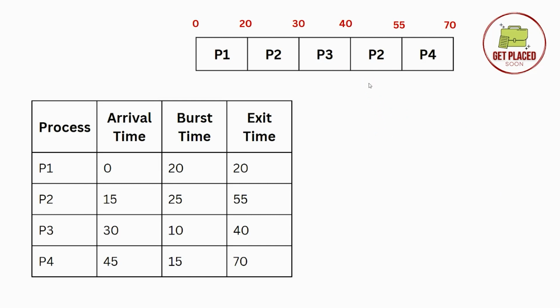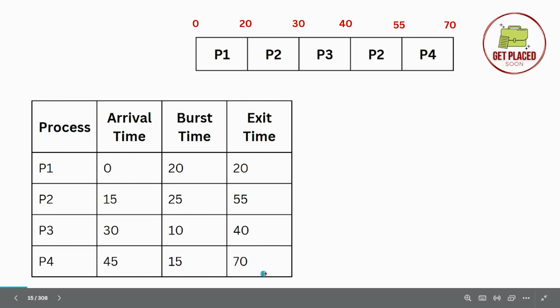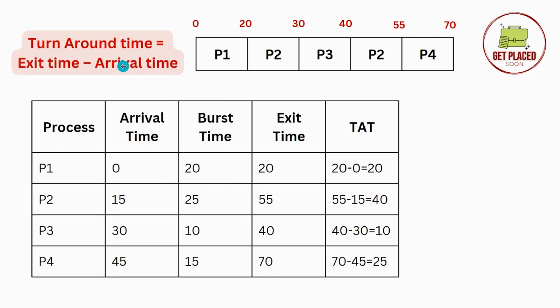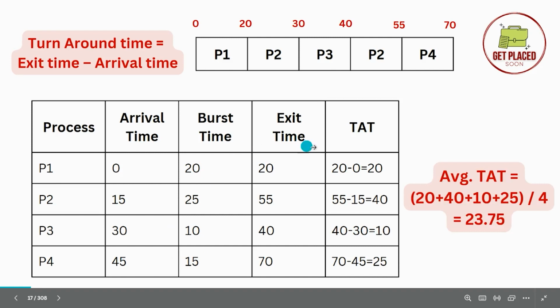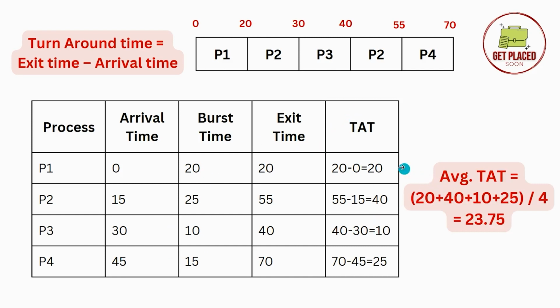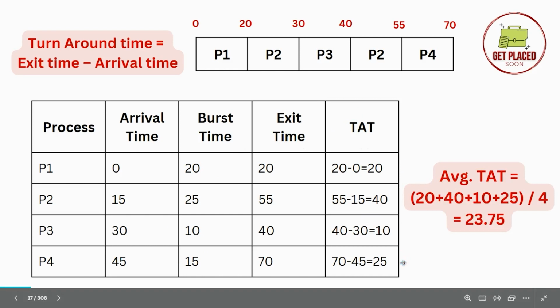Now let's note all the exit times for these processes. The exit time for P1 is 20, P2 is 55, P3 is 40, P4 is 70. Once we note down all the exit times, we can calculate the turnaround time. Turnaround time is equal to completion time minus arrival time. So it is 20 minus 0, 20; 55 minus 15, 40; 40 minus 30, 10; 70 minus 45, 25. To calculate the average turnaround time, we take the sum of all the values divided by the total number of processes. That gives 23.75.